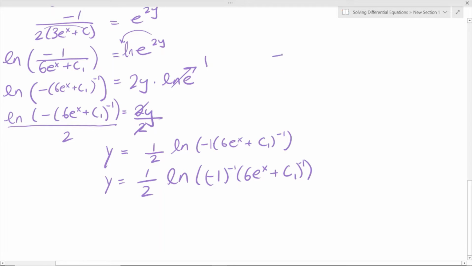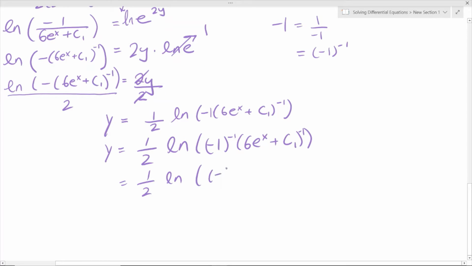That's because if we look at -1, it's equal to 1 over -1, the same thing. And this is basically equal to -1 to the exponent of -1, because this is in the denominator. So according to exponent rules, we can combine those together: 1/2 ln, and this is just -1 times 6e^x plus c1, all of this put into brackets to the exponent of -1.